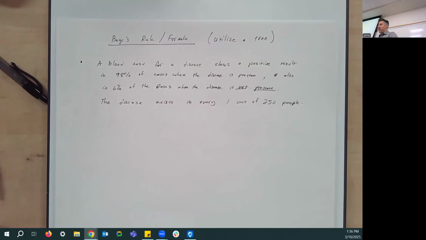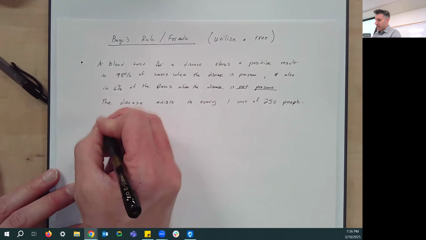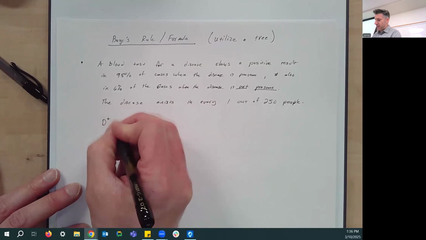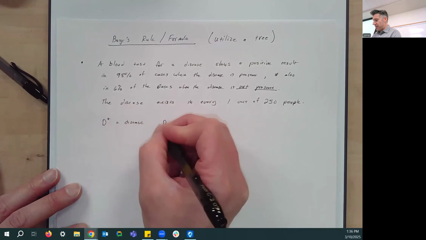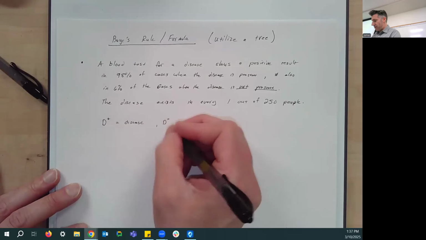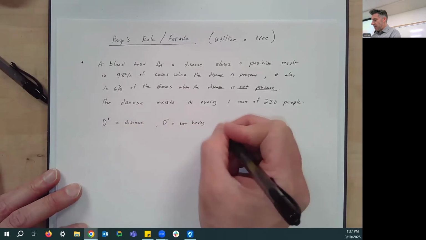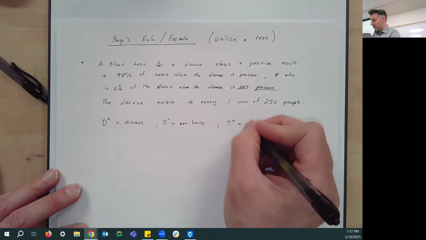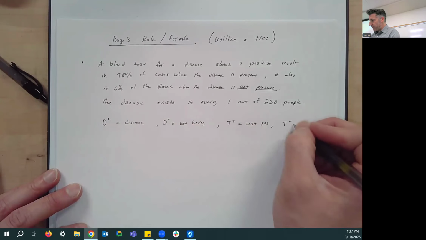Usually, I don't love the way, so here's the way he did it on the exam, which I guess I'll go with because I should. He said D plus is having the disease and D minus is not having it, which is just not my favorite notation. And then T plus is testing positive. T minus is testing negative.